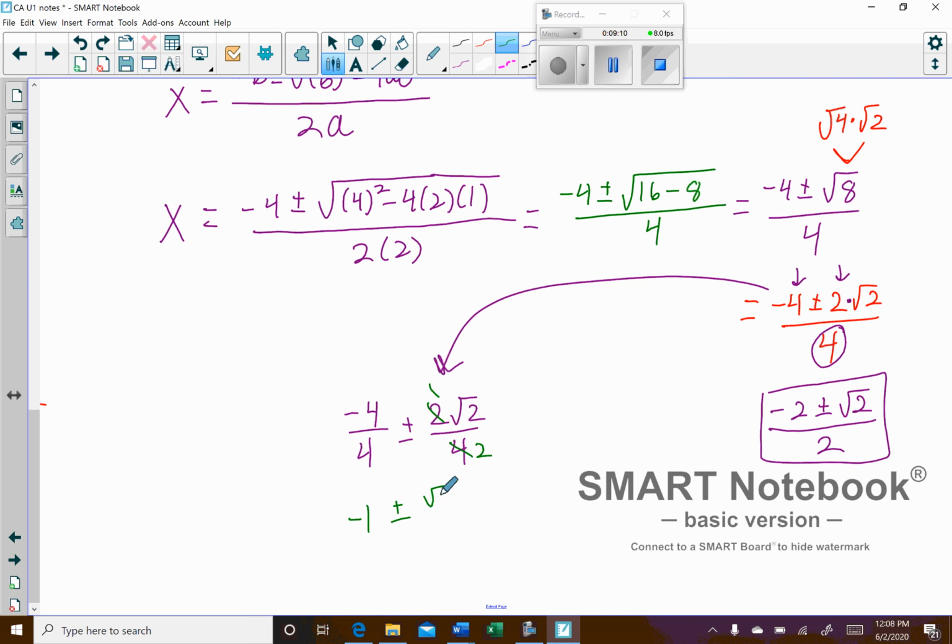And that would leave us with square root of 2 over 2. So this answer is 100% correct also, okay? These two things are the same. They are the same thing. They look a little different, but they are equivalent to each other, okay?